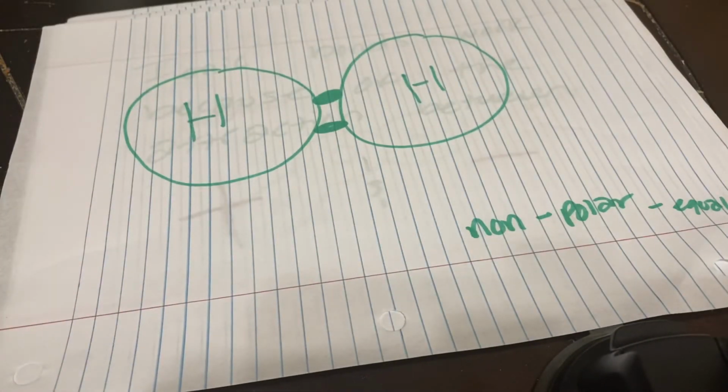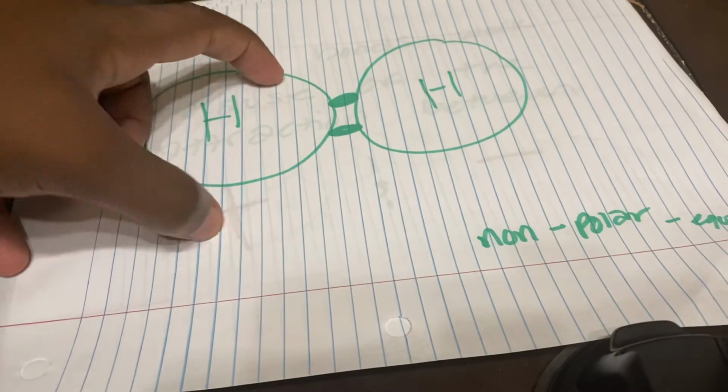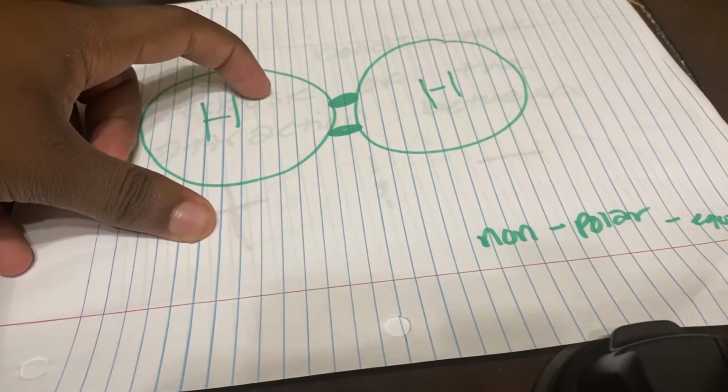All right. So non-polar, they do share equally. So once again, the hydrogens only want 1. So since you have them 2 together, it's going to be 1 and 1. They're sharing them 1 and 1.